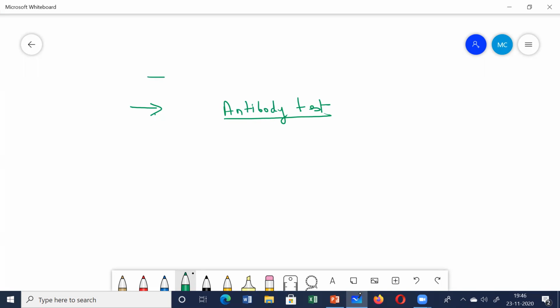Okay, and only in a very small minority of the cases, we might do the throat culture. Why shall we do the throat culture? So as to isolate the group A beta hemolytic streptococci from the throat. Okay, but however, this throat culture is not preferred. The most commonly preferred test is your antibody test, the streptococcal antibody tests, or your serological tests.